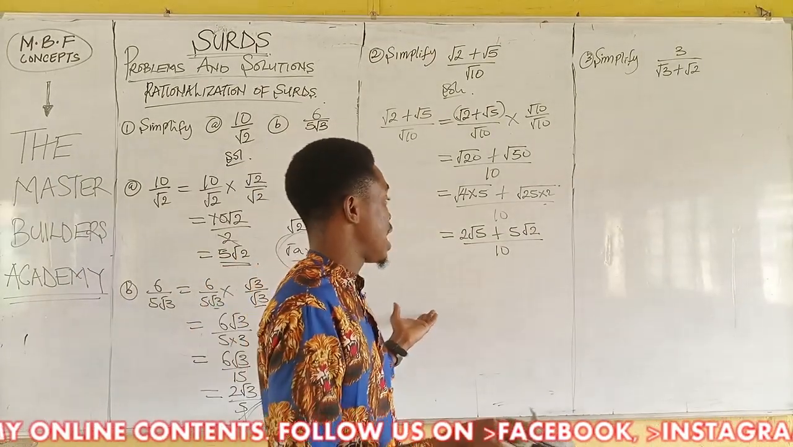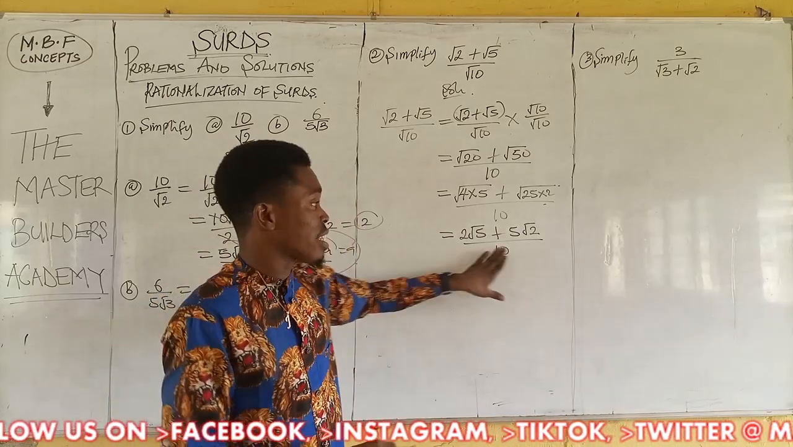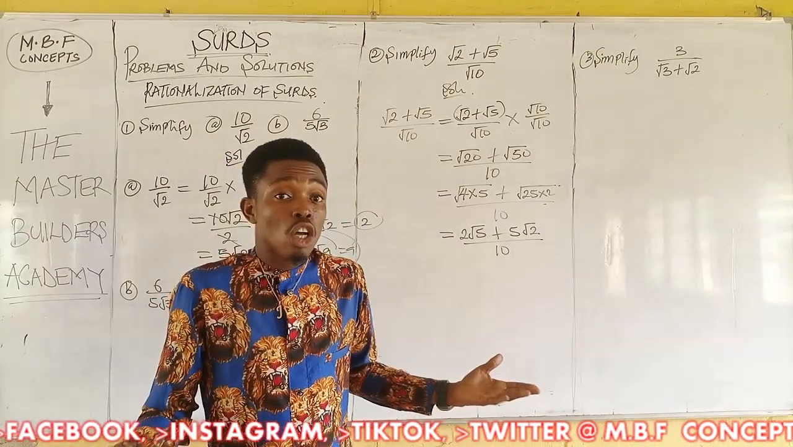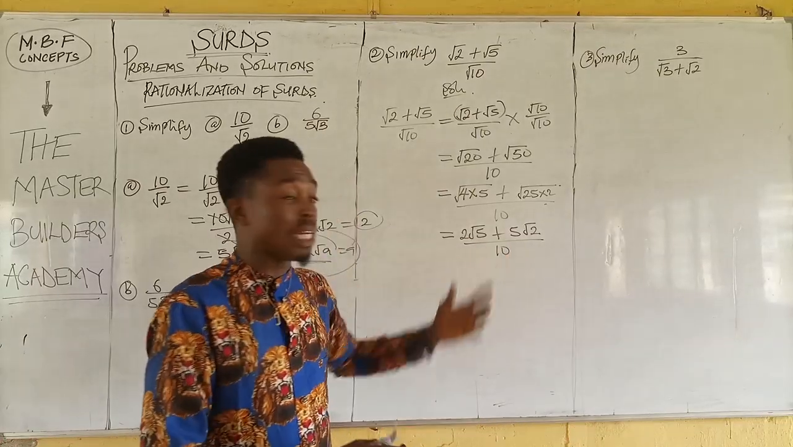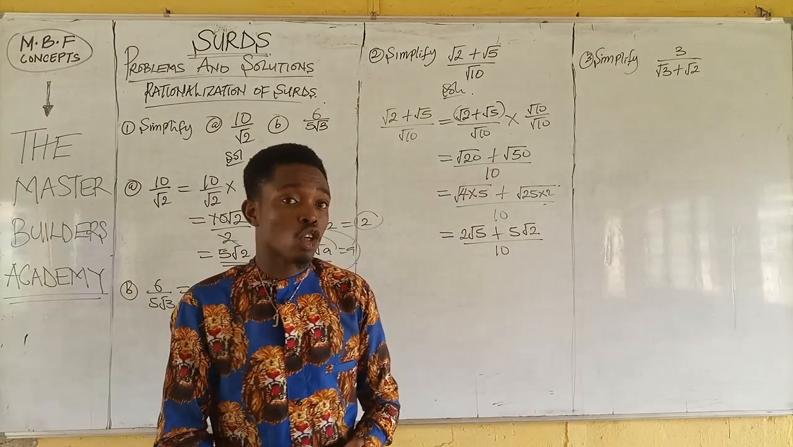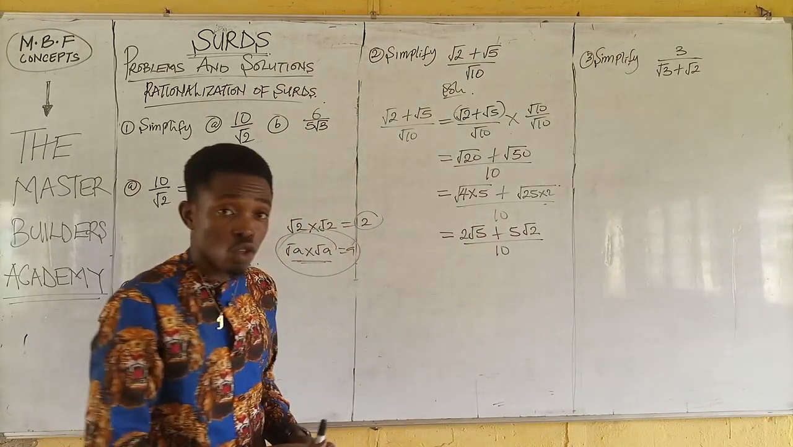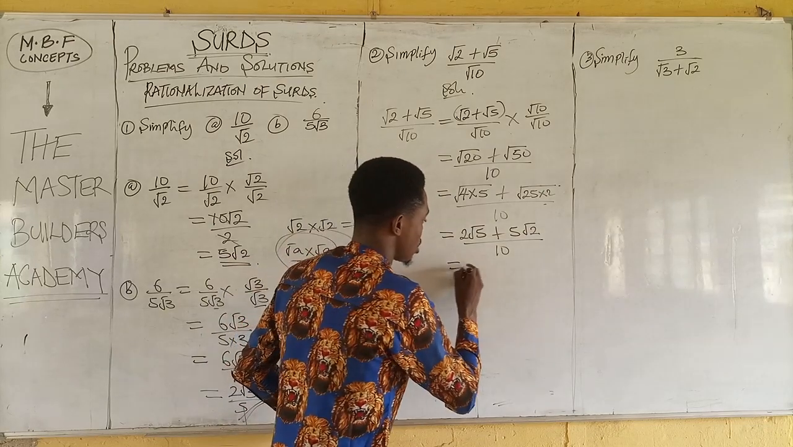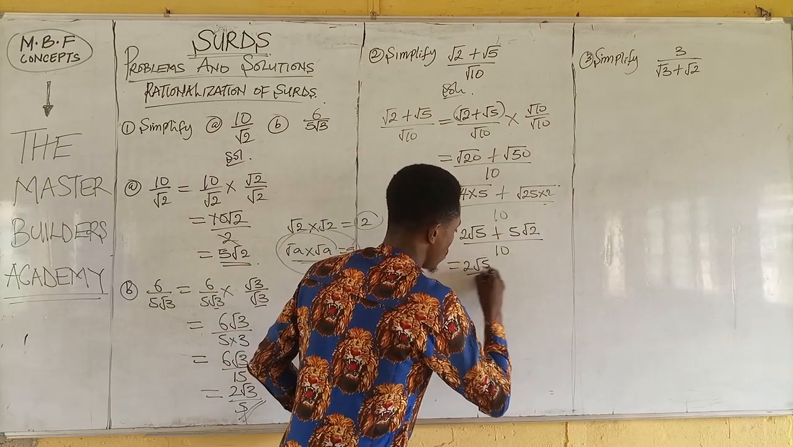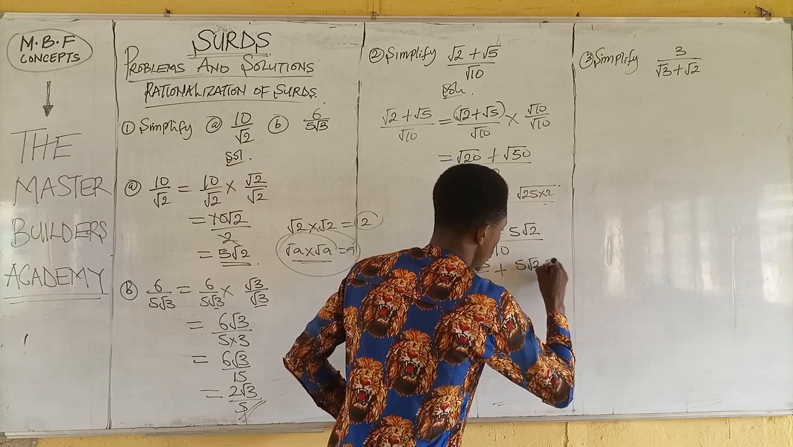But for OBJ students, you may check out your options and see that none of the options is exactly this. Then in that case, all you need to do is to share the denominator for the two numerators. Since you have 2 terms at the numerator to one denominator, you can possibly share the denominator for those 2 terms at the numerator. What I mean is this will be 2 root 5 over 10 plus 5 root 2 over 10.